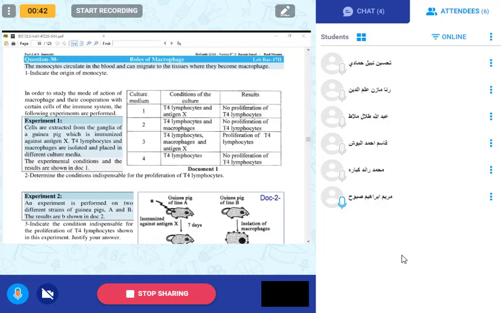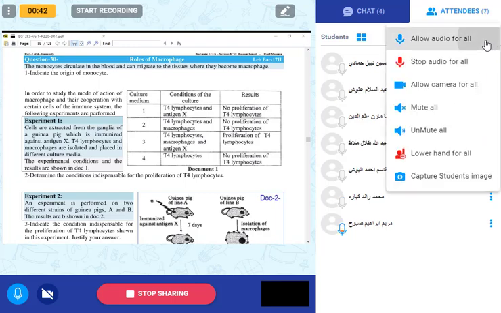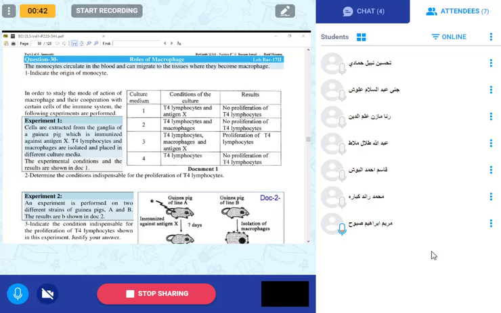طيب, in order to study the mode of action of macrophages and their cooperation with certain cells of the immune system, the following experiments are performed. Okay, experiment 1. Cells are extracted from the ganglia of a guinea pig, which is immunized against antigen X. T4 lymphocytes and macrophages are isolated and placed in different culture media. The experimental conditions and the results are shown in document 1.